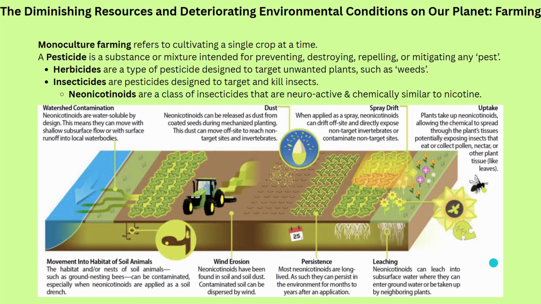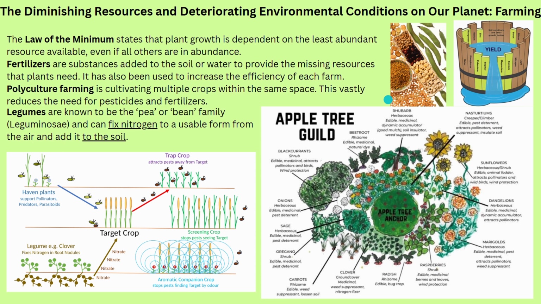As we can see, they have a whole host of problems in the environment. All of these contaminants eventually make their way into our food supply, especially when they're contaminating water sources, or they're contaminating the foods that we directly eat, or indirectly through the environment. Now, just like all living things, plants need a certain set of conditions for them to grow. For plants, the law of the minimum states that plant growth is dependent on the least abundant resource available, even if all other resources are in abundance.